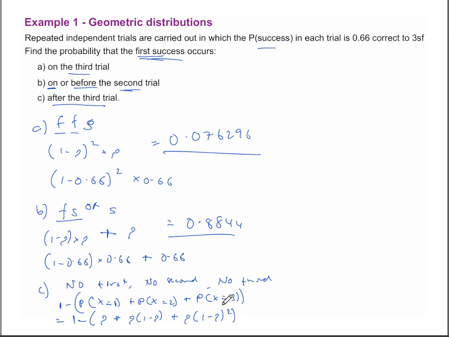Because if you want it to happen on the third trial, you want 2 failures before having a success. If you want it to happen on the second trial, you need a failure before getting the success. And if you want it happening on the first trial, you need to have a success directly. This will just give us 1 minus [0.66 plus 0.66 times 0.34 plus 0.66 times 0.34 squared]. And this will end up giving us 0.039304. That's going to be your probability that the first success occurs after the third trial, which means not in the first, not in the second, and not in the third.